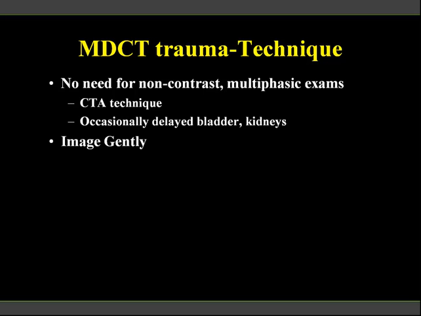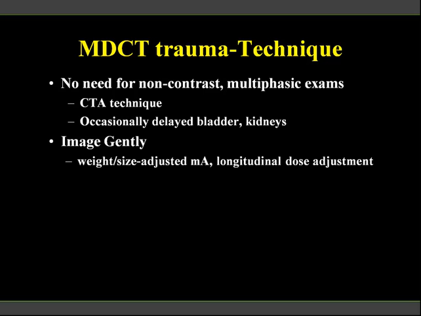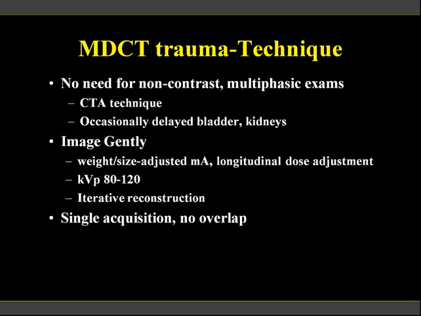Observe the guidelines advocated by the Image Gently campaign to weight and size adjust the mA, and perform longitudinal dose adjustment if available in the scanner. And very helpful, you can reduce the kV in children quite dramatically, particularly if you're using a CT angiography technique. The images are actually better with a lower kV, and the radiation dose is markedly reduced. Iterative reconstruction, if available on your scanner, can also be very helpful.